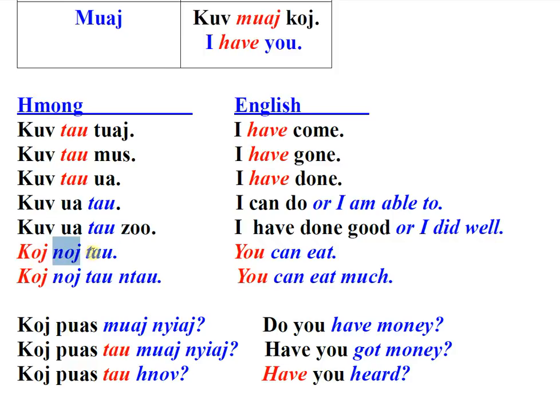Go no tao. Go no tao means you can eat or it's edible. In other words, go no tao tao. You can eat much, or you can eat a lot.